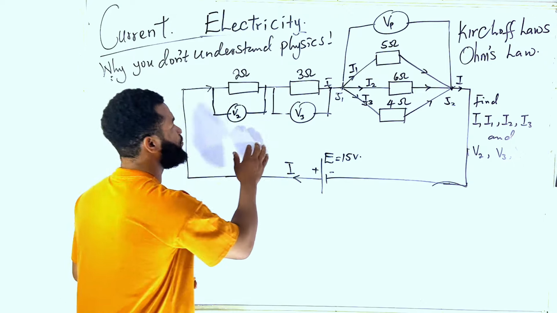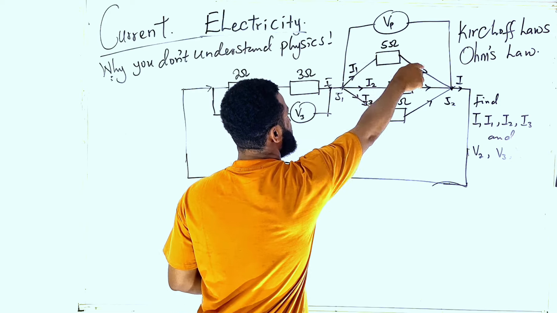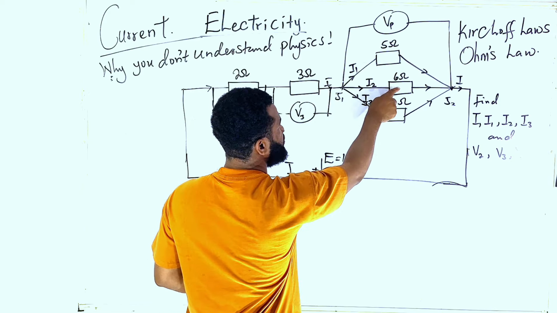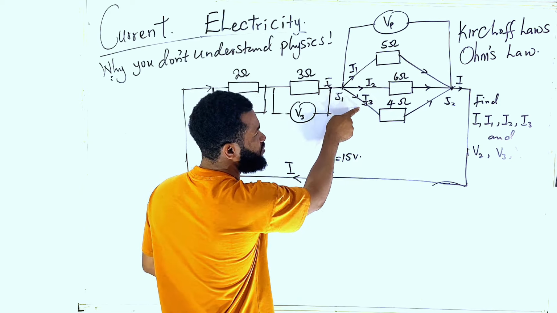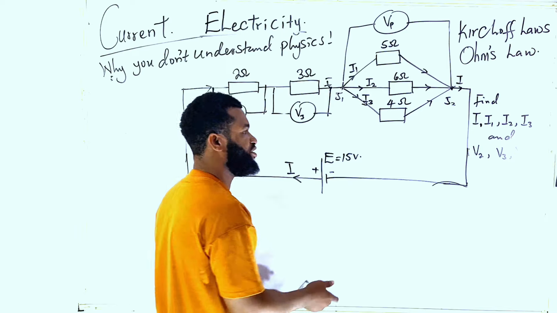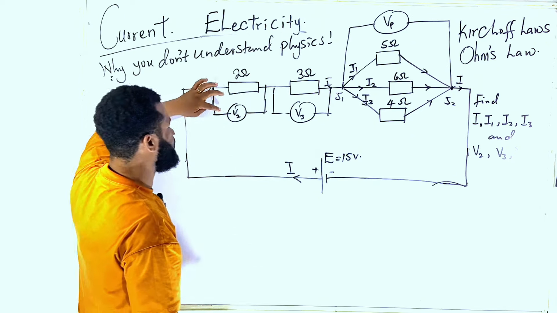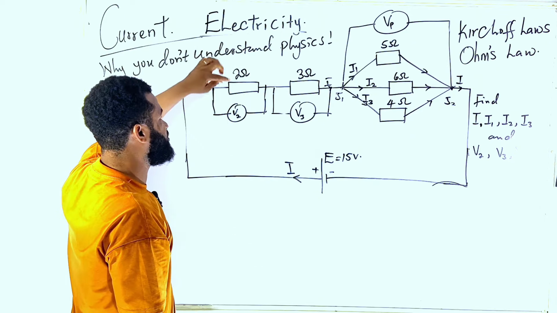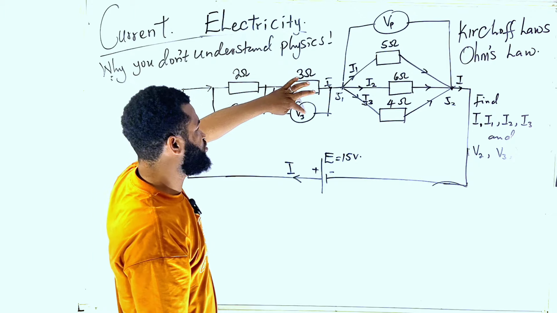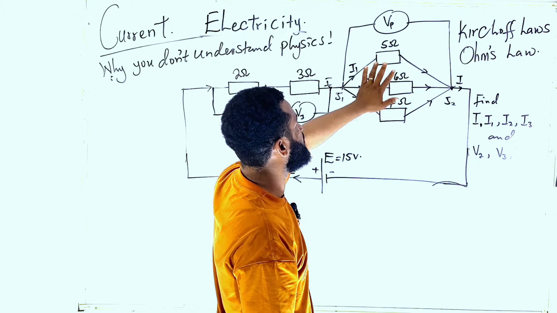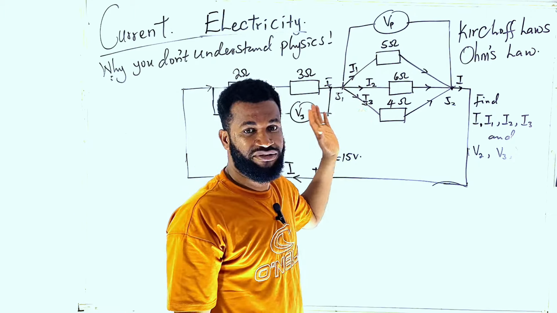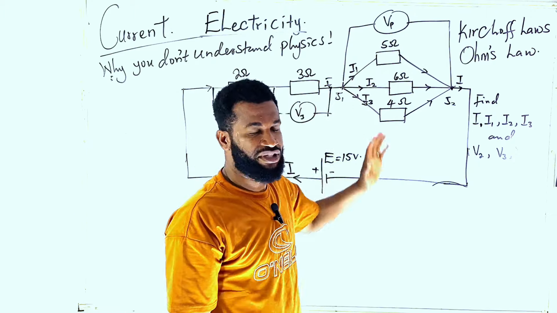Now, we are asked to find the current flowing through the 5 ohm resistor, the current flowing through the 6 ohm resistor, and the current flowing through the 4 ohm resistor, and also the current flowing in the circuit, which is I. So I'm going to find I, I1, I2, I3. We are also going to find the potential difference across the 2 ohm, the potential difference across the 3 ohm, and the potential difference across the parallel circuits. All right, if you're ready, let's go.